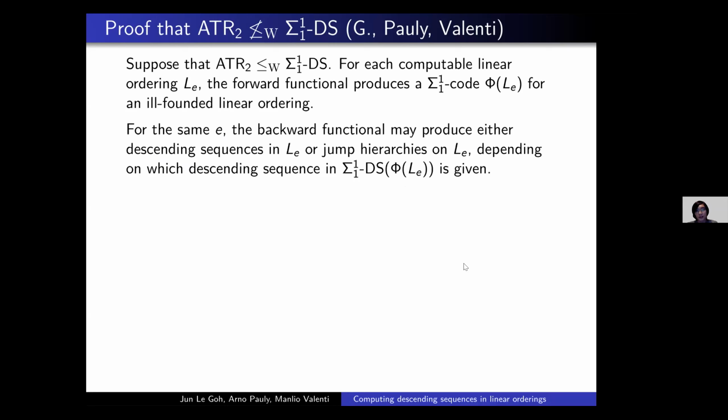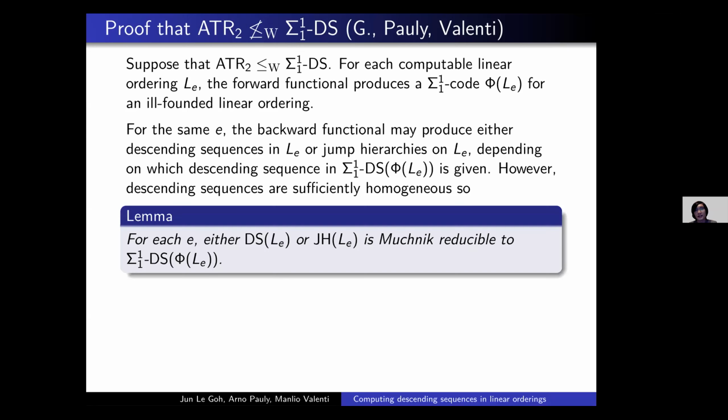Now, however, there is a property of descending sequences that we can exploit. In some sense, descending sequences are sort of homogeneous. I don't mean this in a technical sense. What I really mean is that, if you have an infinite descending sequence, you can essentially swap out an initial segment of it, and it will still be an infinite descending sequence. So exploiting this kind of property, we can prove the following lemma, which says that for each E, either of these two is Muchnik reducible to this guy.